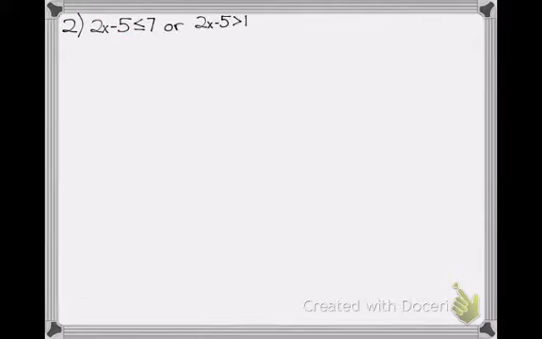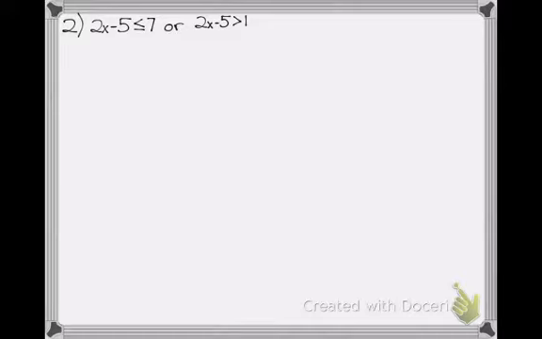For part 2 of this example, we're asked to solve the following disjunction, the OR inequality. 2x minus 5 is less than or equal to 7, or 2x minus 5 is greater than 1. So in this case, we can't work with an abbreviated form. Unfortunately, you can't do that with disjunctions. So what we're going to do is solve each one of these inequalities separately. In both cases, we're trying to isolate the x.